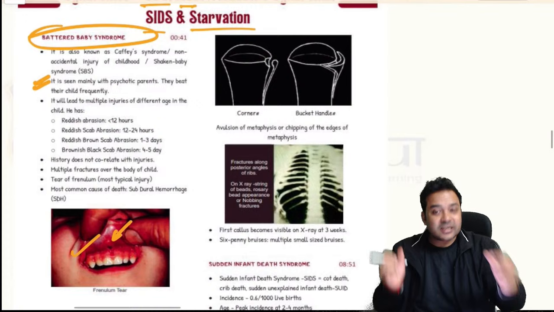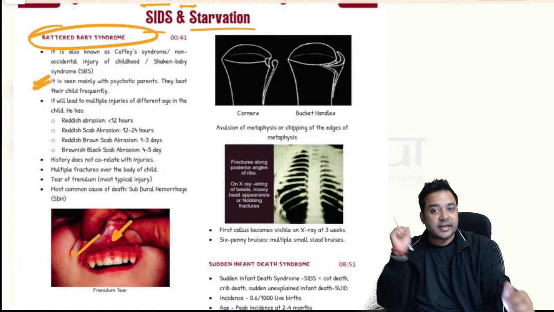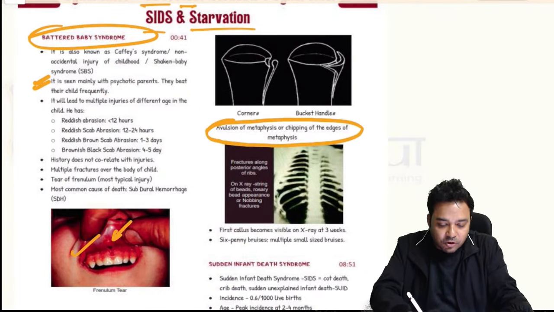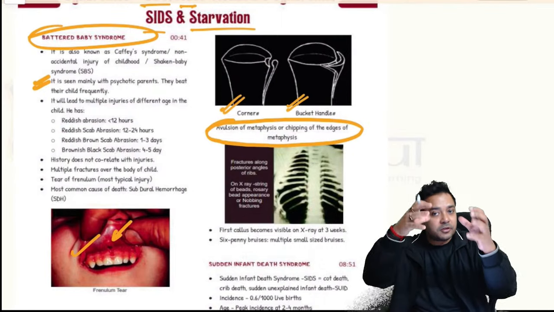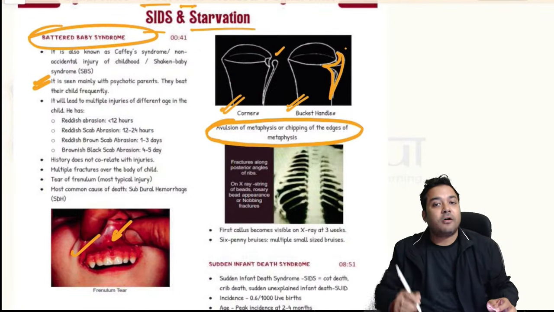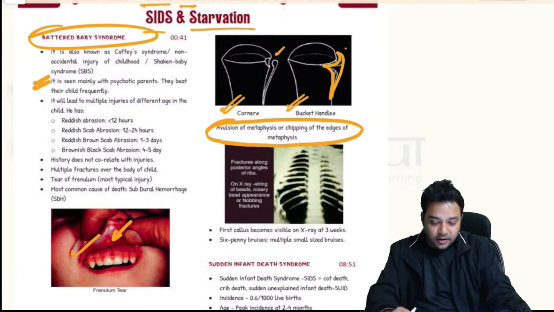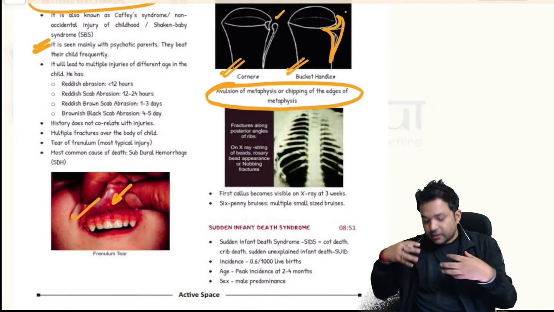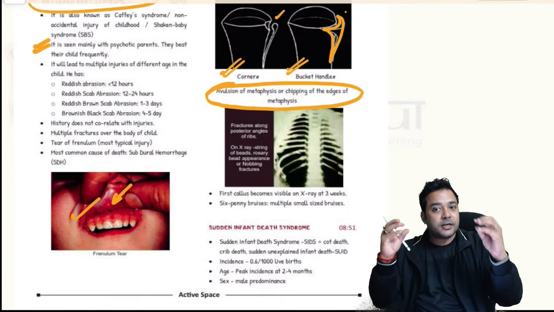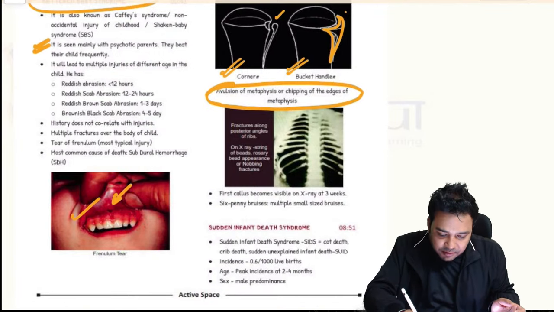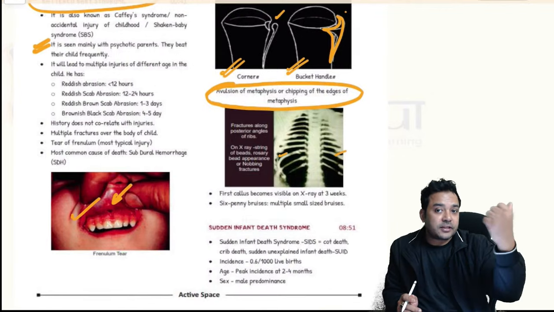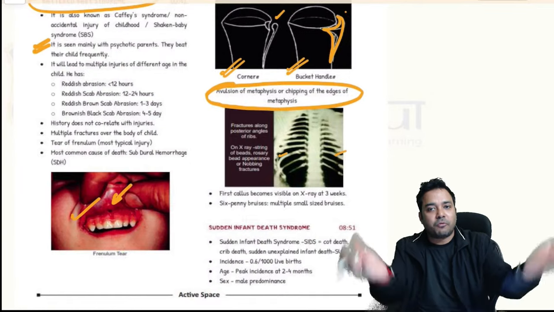Then due to the vigorous shaking, kicking and hitting of the child, what else can happen is avulsion fracture of the metaphysis, in the form of corner fracture or bucket handle fracture, depending on the shape of the fracture, of the metaphyseal region of long bones. Then in the rib cage, different ages of healing of the fractures can be seen on chest X-ray as multiple beaded appearances of different size. This is what is called knobbing fractures. And what is the most common cause of death in battered baby syndrome? Subdural hemorrhage.